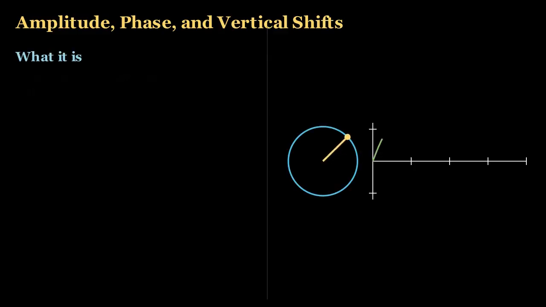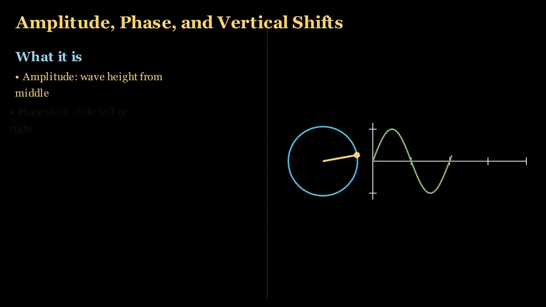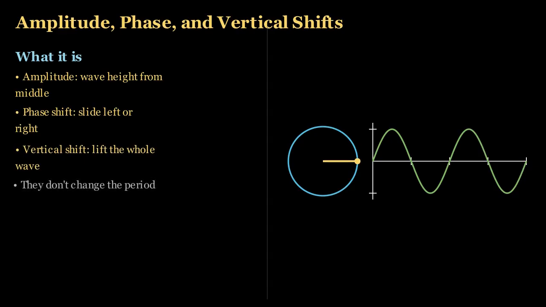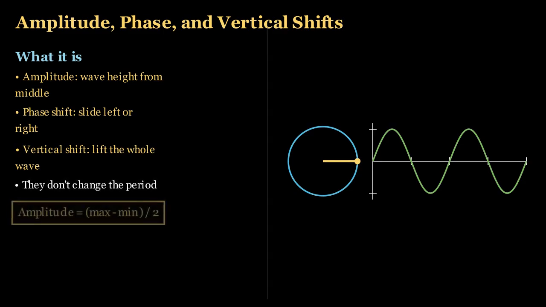You already know that sine and cosine are waves that repeat every 2 pi radians, that's their period. But real waves in the world are rarely that simple. A sound can be loud or soft, a tide can start early or late, and a swing might not be centered at ground level. Today we meet three knobs that let us shape a sine wave to match any real situation, without changing how fast it repeats.